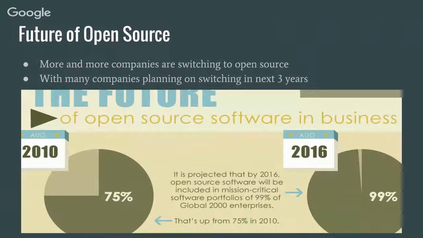The future of open source: there are more and more companies switching to open source each year, with many companies planning on switching in the next 3 years. As you can see in this graphic, in 2010, only 75% of companies used open source, and it's projected that by 2016 it will be 99%, and in the next 3 years, by 2018, 100% will be using open source since it's so beneficial and versatile.